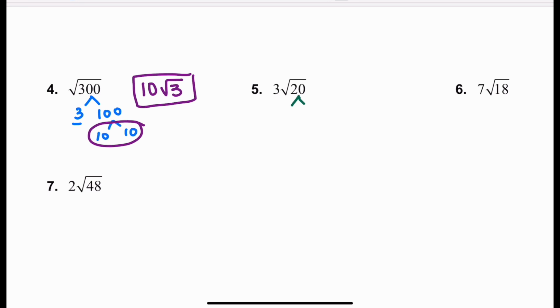Number 5, 20, we're going to break it down, 5 and 4. 5 is prime, but 4 is not. It breaks down to 2 and 2. The 2's come out front with this 3. There's already a 3, so we're going to multiply the 2 and the 3 together to get a 6. And then we still have a square root of 5 underneath the radical.